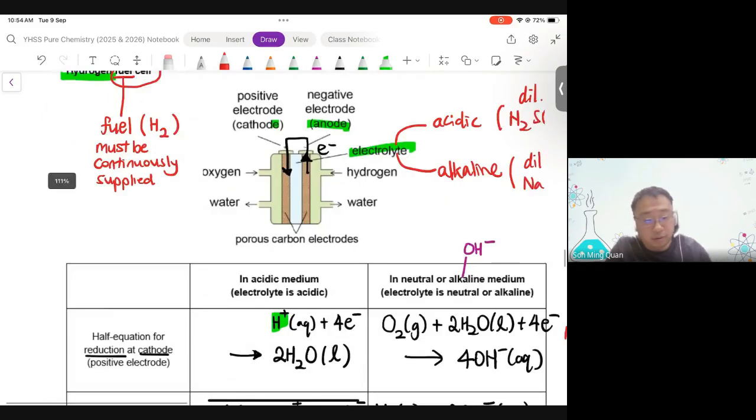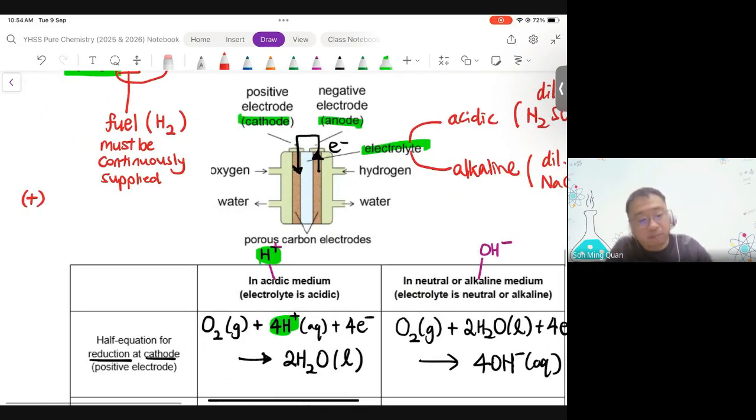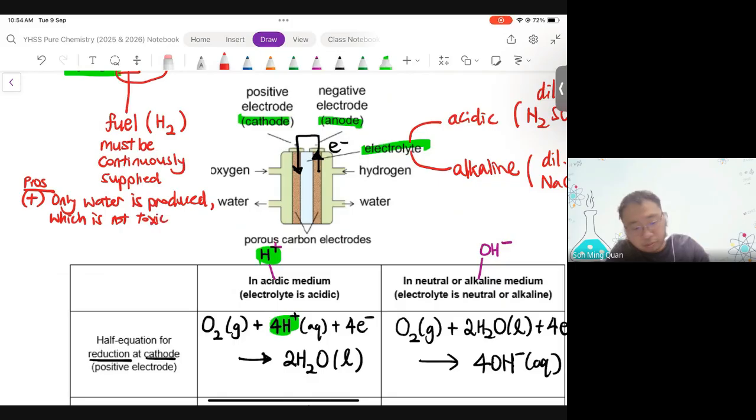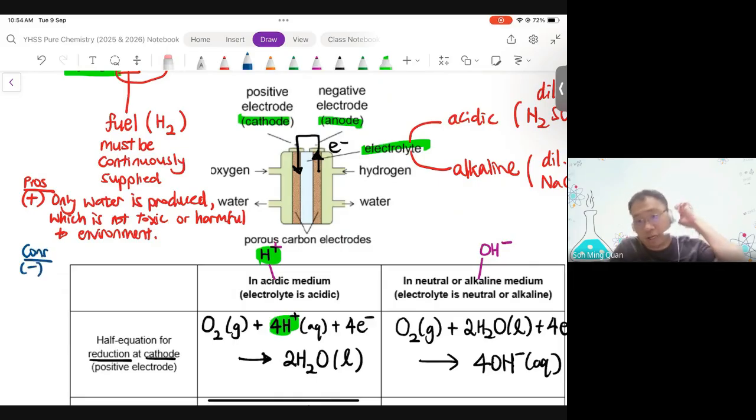Firstly, the pros of this: only water is produced, which is not harmful to the environment. So that's the advantage of the hydrogen fuel cell. However, there are many, many downsides to it. The first downside, which we'll go through today, is the hydrogen gas.